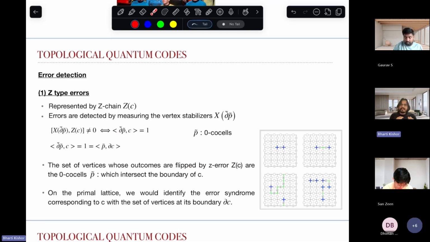So earlier, we were saying that there's some Z operator, and there are vertex operators which are at the boundaries, and they are precisely the ones that will click and tell you some error has occurred. So on the primal lattice, the error syndrome corresponding to C comes from the set of vertices at its boundary delta C.